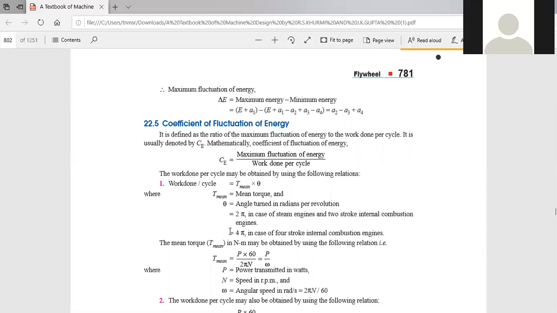Sir, do we have to read the question and accordingly take the angle in radian, or put directly 4 pi? If you take pi, it is 22 by 7, so 2 into 22 by 7, likewise you take.